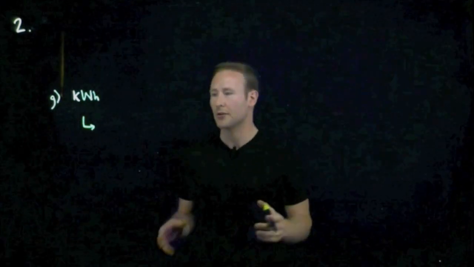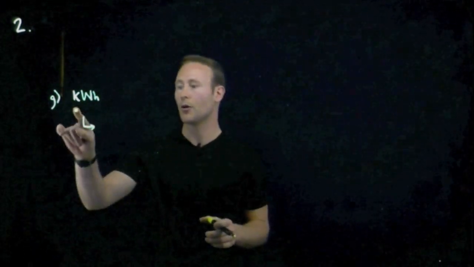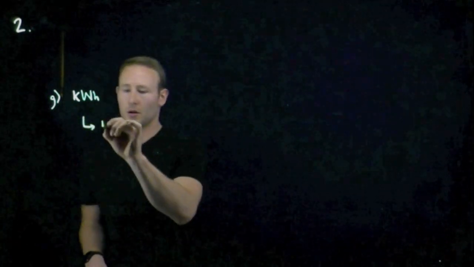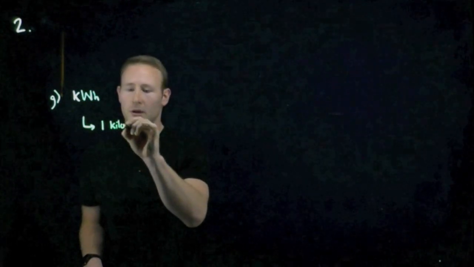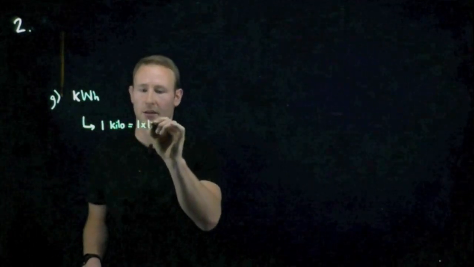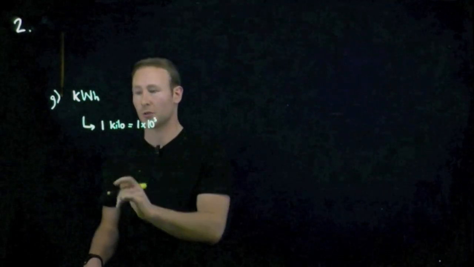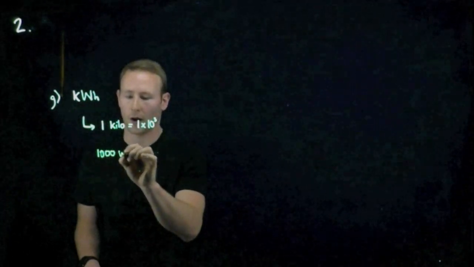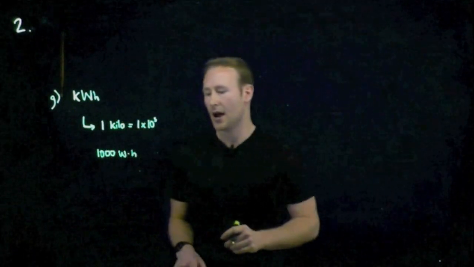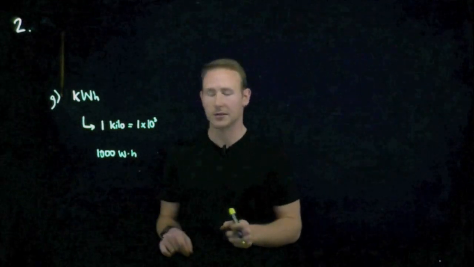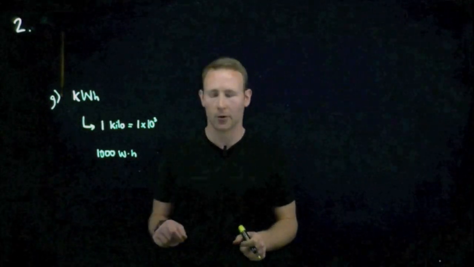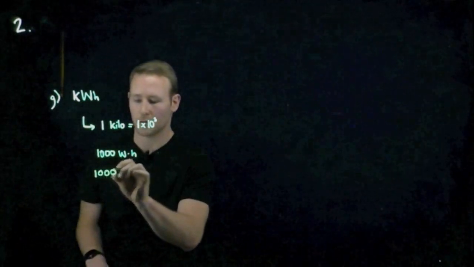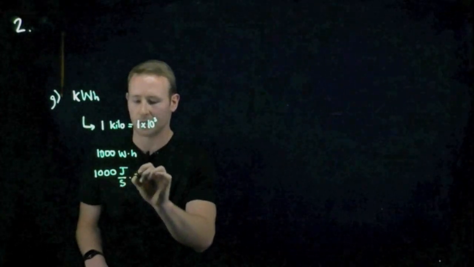So we know from many calculations that kilo means 1,000, and that's just a prefix as we saw with tera. So kilo is equal to 1 times 10 to the 3 of whatever we're doing. So we can safely say that 1 kilowatt hour is 1,000 watt hours. Okay? Breaking it down even further, we know that 1 watt is equal to joules per second. Watt is a power rating, and that's just a rate. So we can say that 1,000 joules per second times hour.